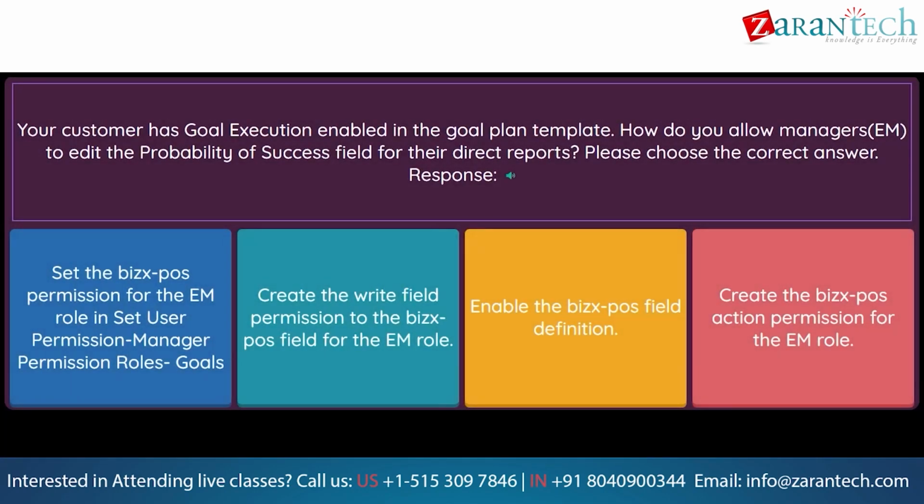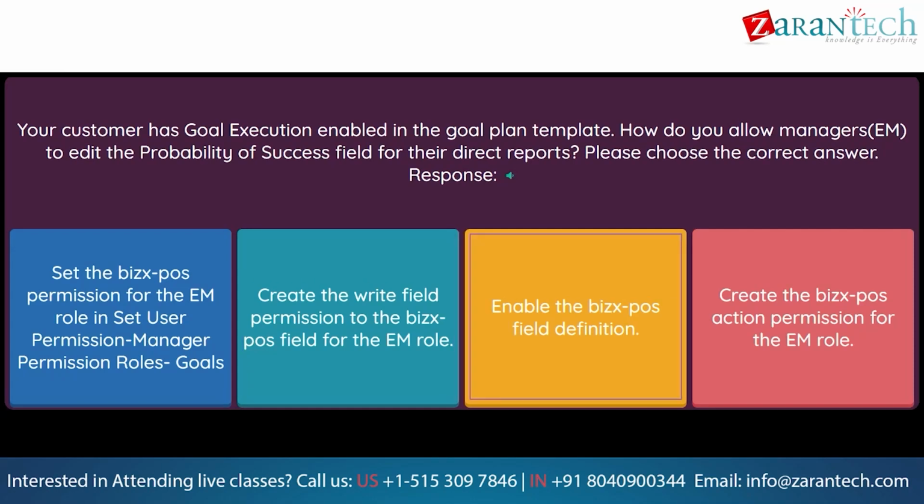Question: your customer has goal execution enabled in the goal plan template. How do you allow managers, M, to edit the probability of success field for their direct reports? Please choose the correct answer. Response: Option 1, set the BISC's POS permission for the M role and set user permission manager permission roles goals. Option 2, create the right field permission to the BISC's POS field for the M role. Option 3, enable the BISC's POS field definition. Option 4, create the BISC's POS action permission for the M role.